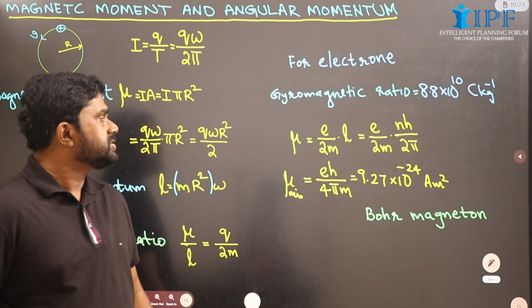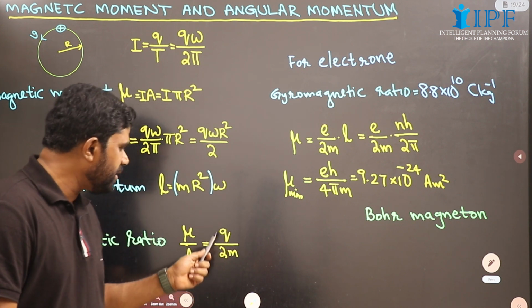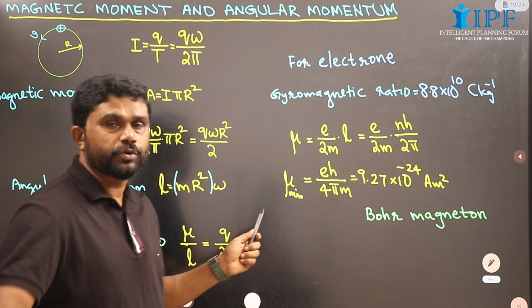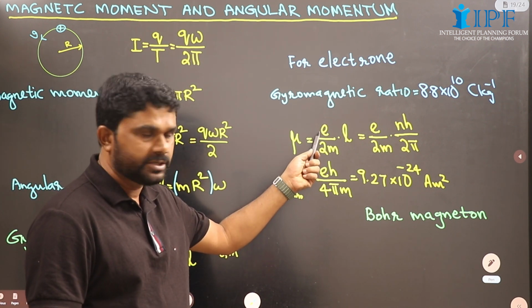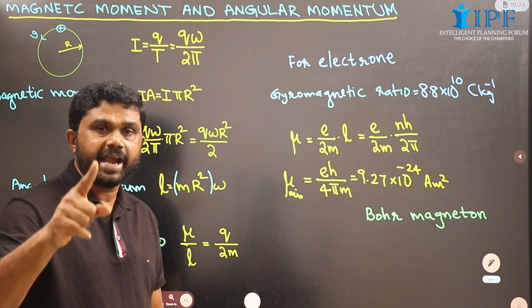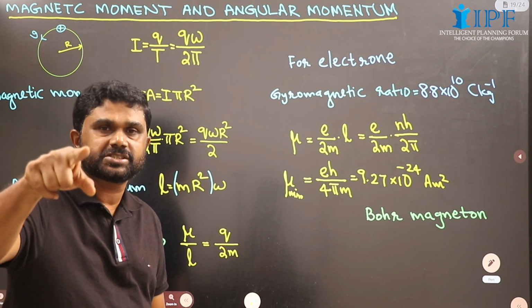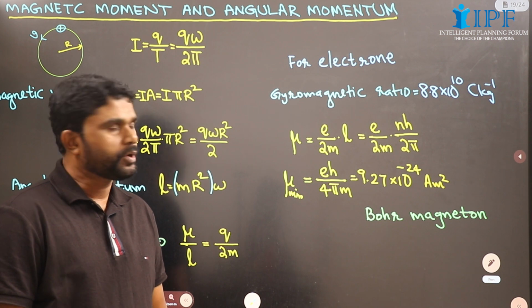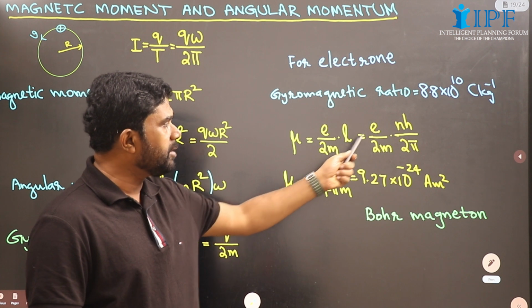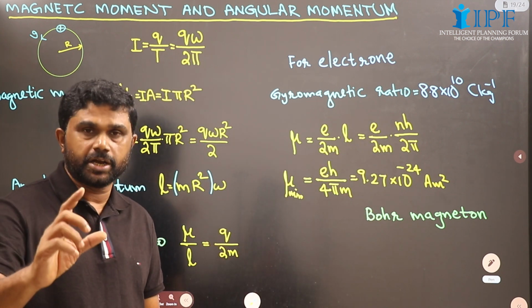Now see the magnetic moment of an electron. Magnetic moment will be q by 2m into angular momentum. So q, the charge on an electron, is e, the electronic charge, divided by 2m into angular momentum L. In Bohr's theory, the angular momentum of an electron is nh by 2 pi, where n is the principal quantum number. So e by 2m, the charge of the electron divided by 2m, and angular momentum is nh by 2 pi. That is the magnetic moment of an electron.